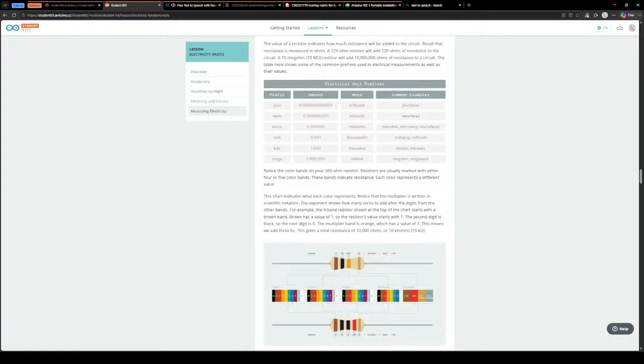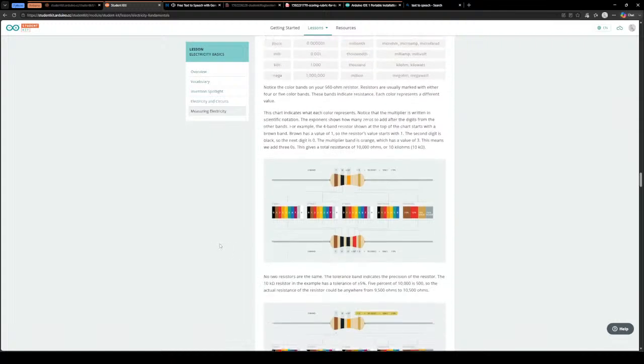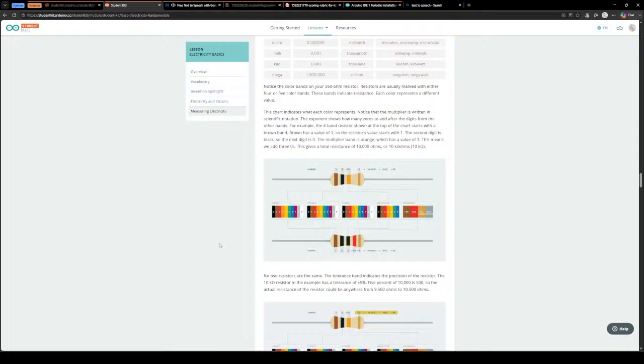For example, the 4-band resistor shown at the top of the chart starts with a brown band. Brown has a value of 1, so the resistor's value starts with 1. The second digit is black, so the next digit is 0. The multiplier band is orange, which has a value of 3. This means we add 3 zeros. This gives a total resistance of 10,000 ohms, or 10 kiloohms.